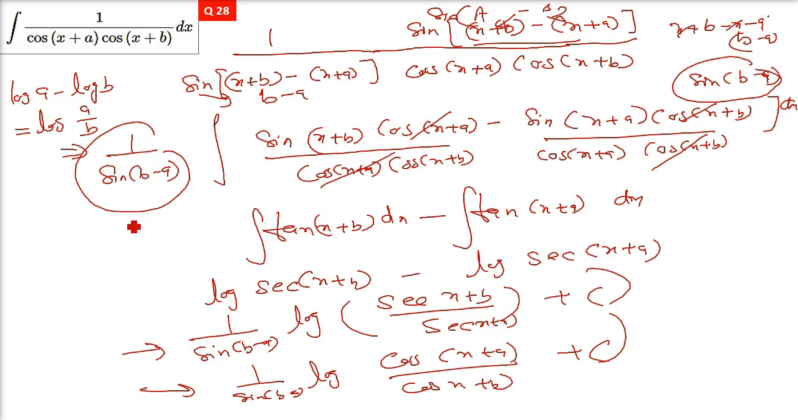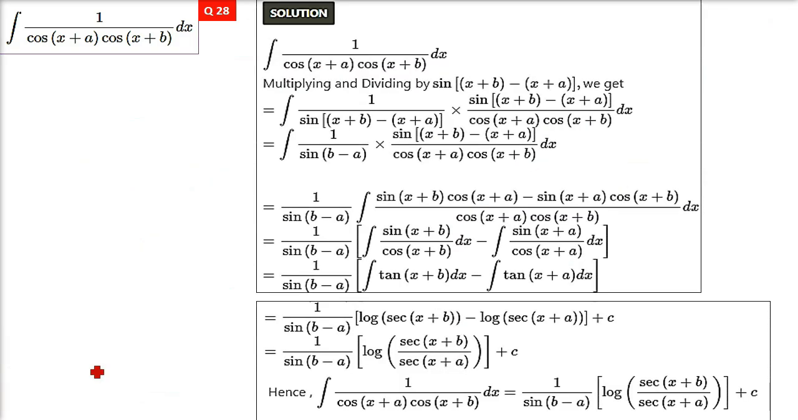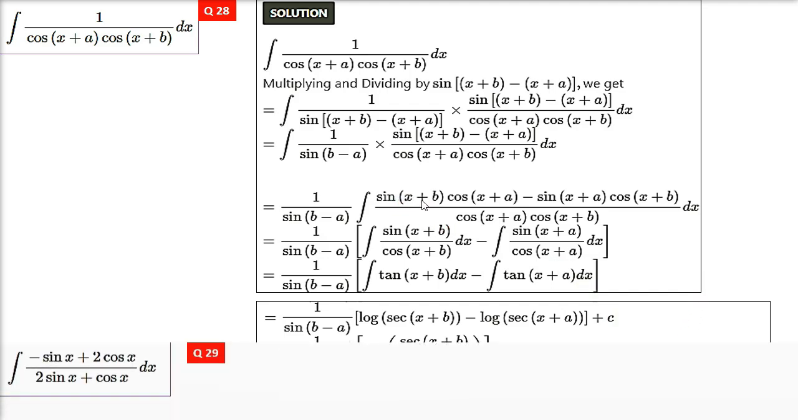Now you understood why we have taken sin(b-a). Why did we multiply it in the numerator and denominator? Why did we write b minus a as (x+b) minus (x+a) in order to get this? So this is the result I was talking about. It seems typical, but it's not. The way I explained, I hope you can solve these kinds of questions if they come to you in the later part of your life.